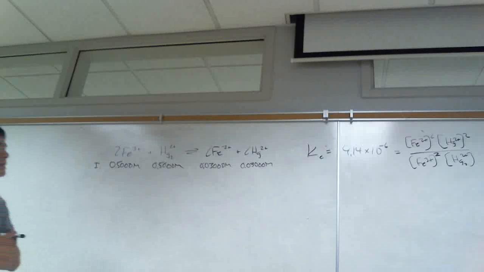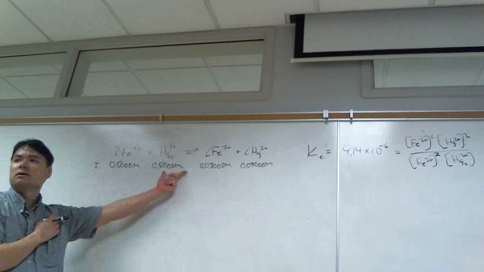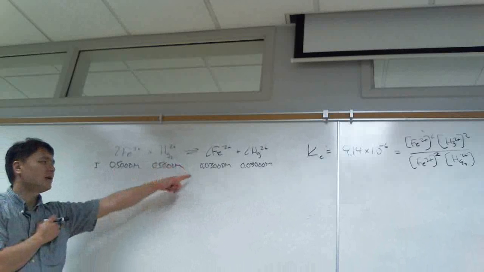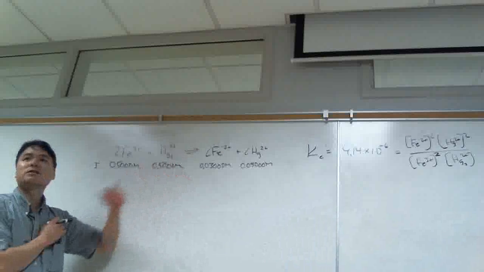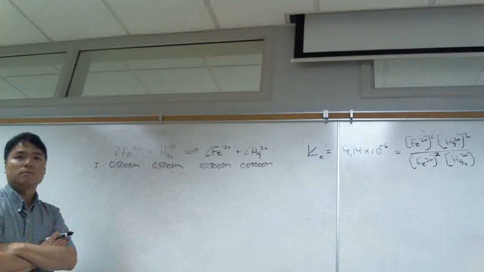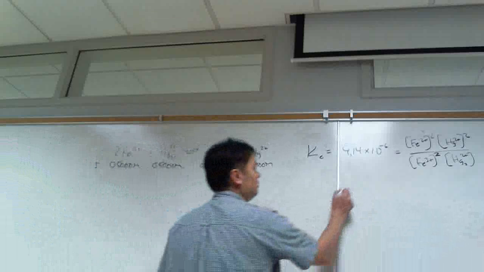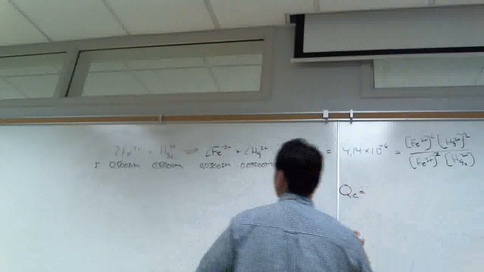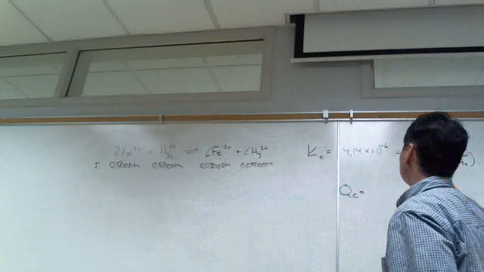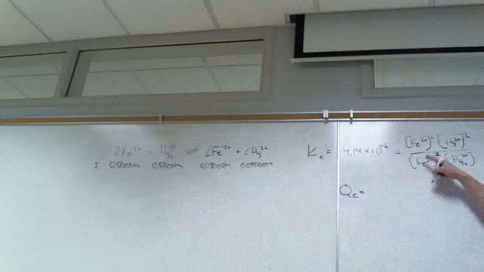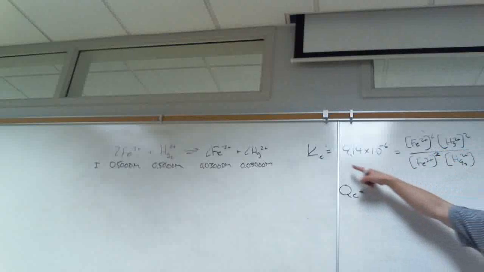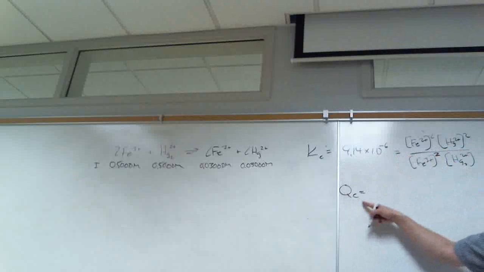And so maybe the best thing we should do here to figure out which direction, whether it is plus, plus, minus, minus or minus, minus, plus, plus, is to calculate Q. So let's go ahead and calculate Qc and see which direction this should go. Qc is just going to use the initial concentrations here. Pretty soon I'm going to drop the equilibrium and initial labels because we can figure it out. Kc is for equilibrium, Qc is for initial.